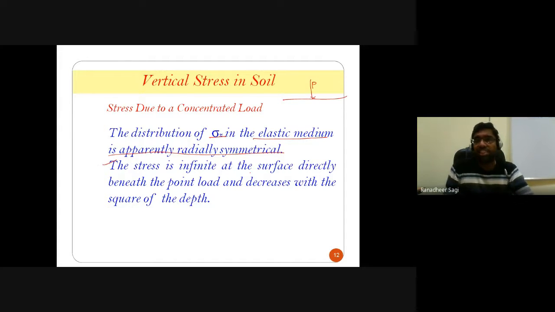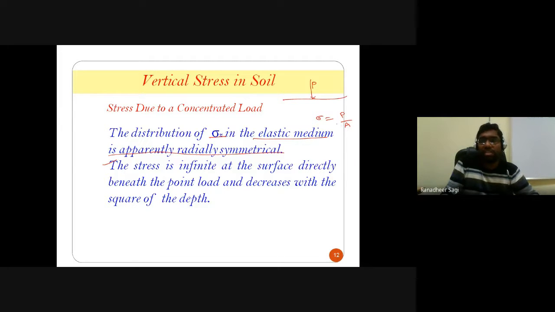The stress is infinite at the surface, as I mentioned, just immediately below the point of application of the load. It is almost infinite directly beneath the point load, and it tends to decrease with the square of the depth as you move into deeper depths, because in simple terms, the stress is nothing but P by A.